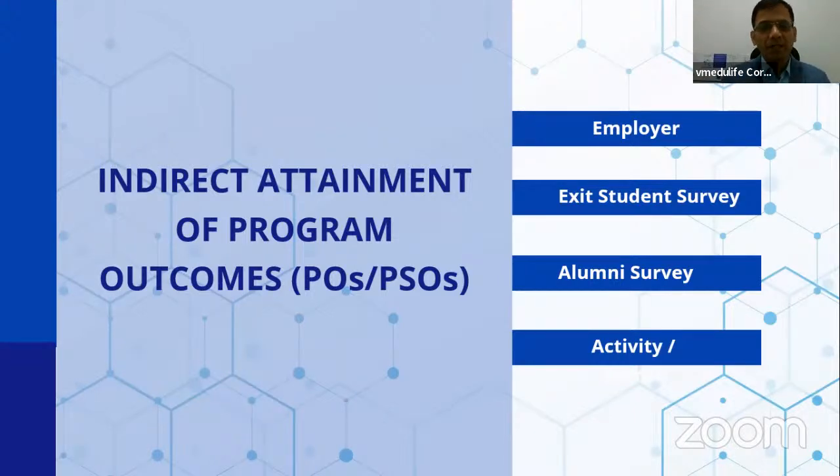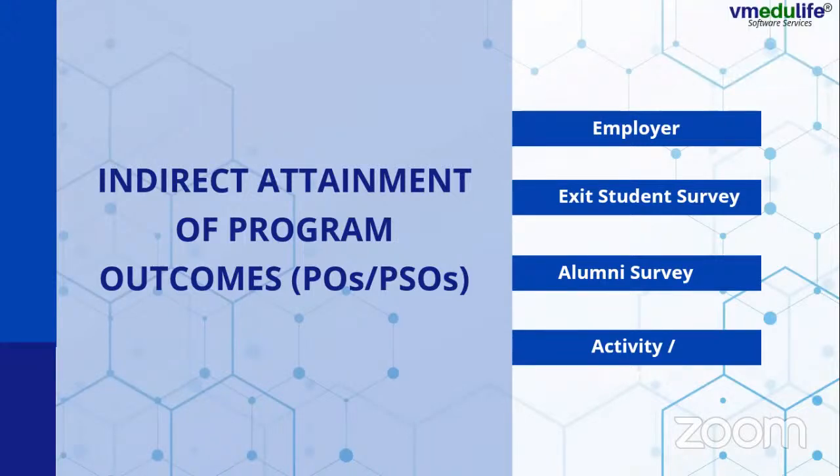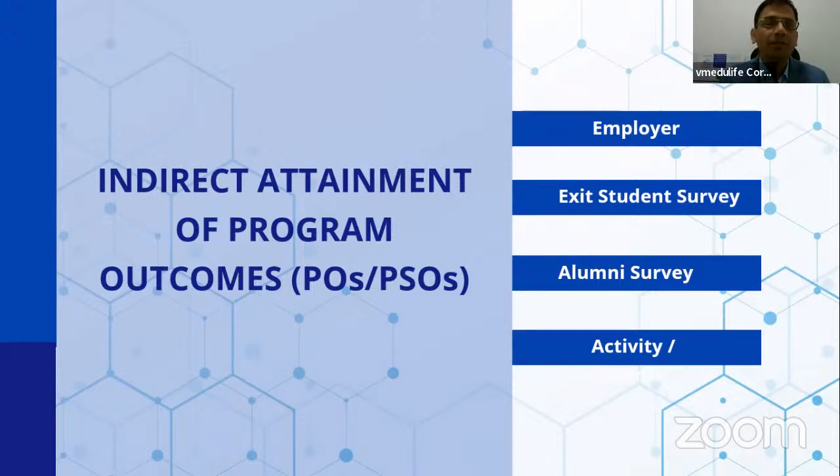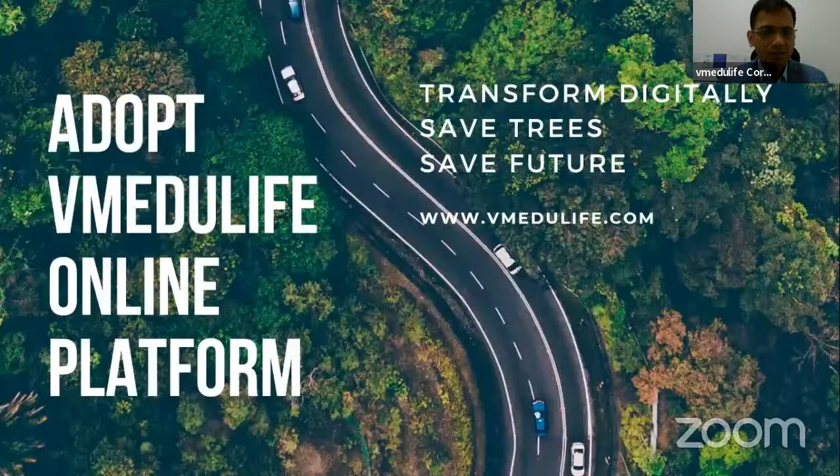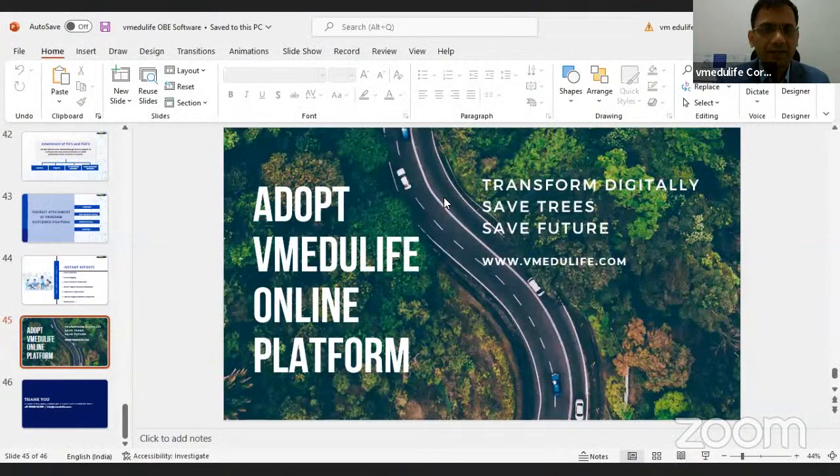So this is again based on surveys: employer surveys, exit student surveys, activities, alumni, etc. Then we will combine both direct and indirect, and then the overall attainment will be calculated. Done. This was all the brief theoretical discussion about these POs and PSOs and the attainment level.